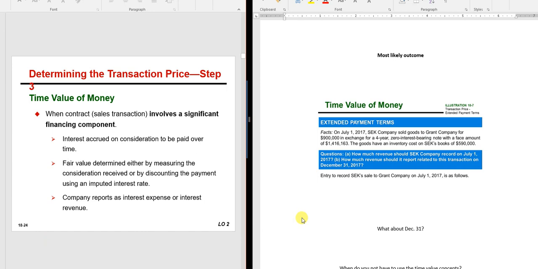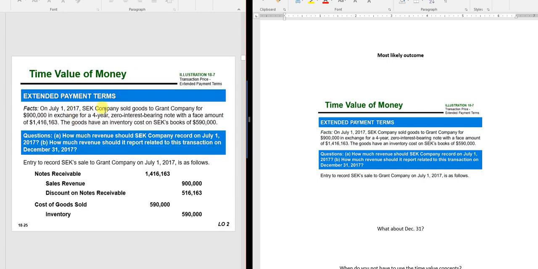All right, time value of money, we've actually done these quite a bit, so hopefully this one will be easy. We need to take out the interest and record it at the present value. So on July 1st, SEC sold goods to Grant for $900,000 in exchange for a 4-year zero interest-bearing note with a face amount of $1,416,000.